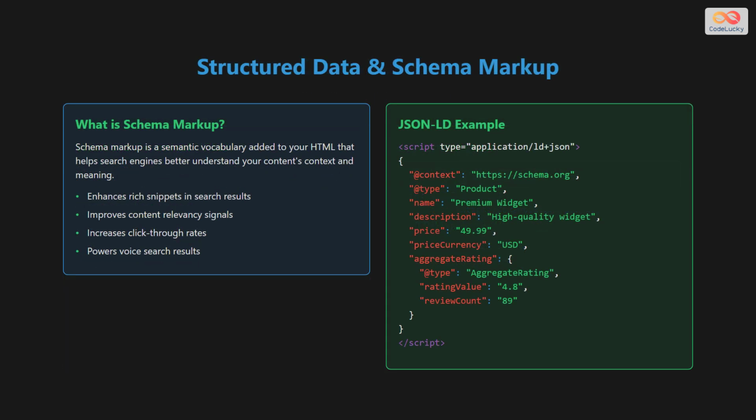Let's explore structured data and schema markup. Schema markup is a specific vocabulary you add to your HTML to help search engines better understand the context and meaning of your content. This can enhance how your website appears in search results by enabling rich snippets. Some benefits include improved content relevancy signals, increased click-through rates, and optimized voice search results. Here's a basic example of how you might use the JSON-LD format to add structured data to a product page.